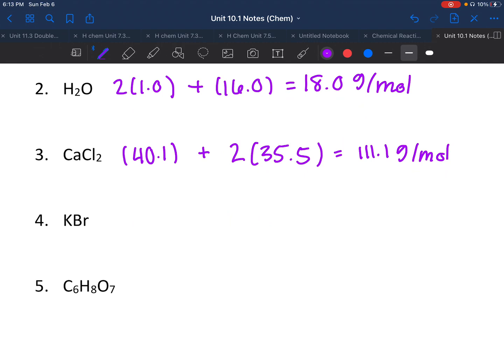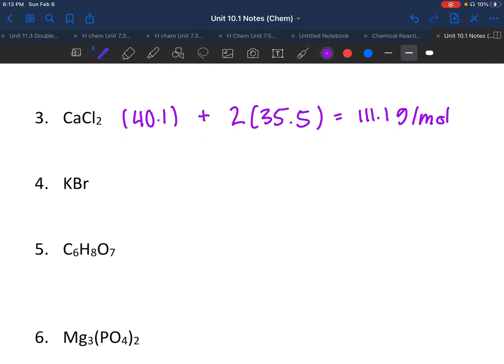All right, I want you guys to try the next one here. Try doing potassium bromide. So go ahead and pause, and then when you've tried, resume. All right, what you should have found is potassium weighs 39.1, and you are going to add that to the mass of bromine, which is 79.9. Neither of them need to be multiplied because it's a 1-to-1 ratio. You end up getting 119.0 grams per mole.